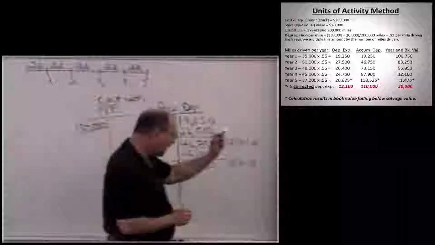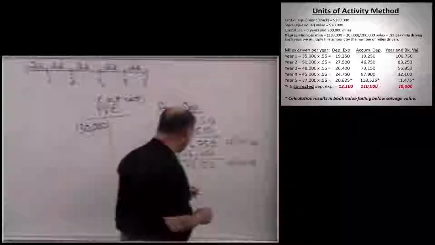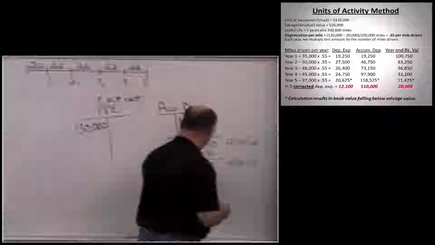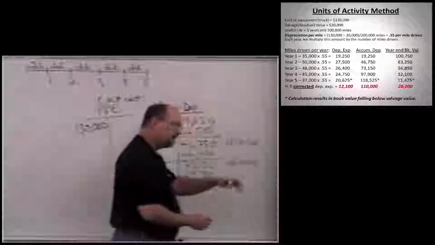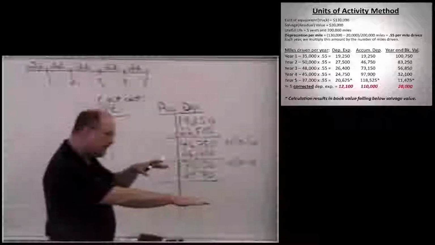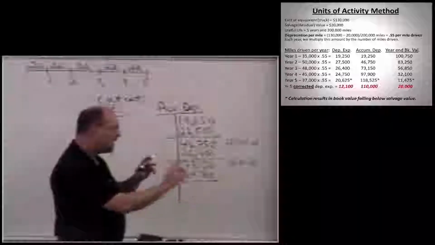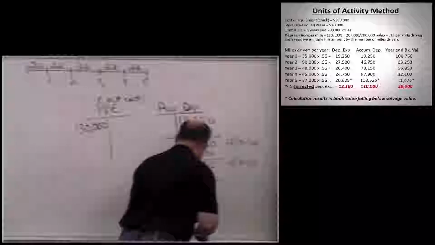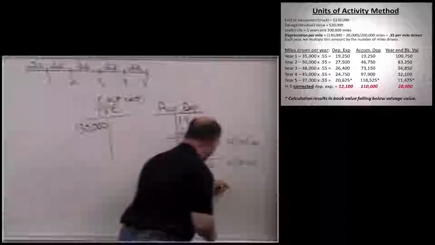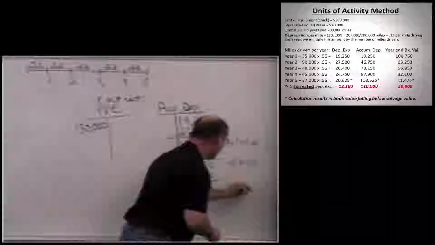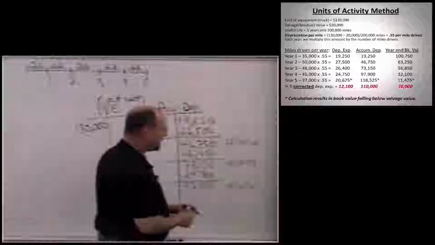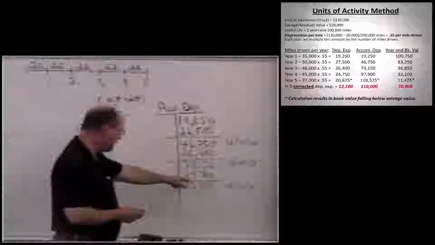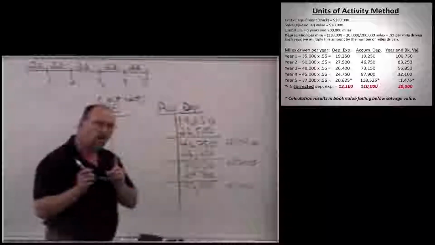Year four, 45,000 times 55 cents, 24,750. Journal entry: depreciation expense, accumulated, 24,750. Accumulated now has 97,900 at 12/31/04. Book value at the end of the fourth year, 130 minus 97,900, is 32,100. Now watch what happens.